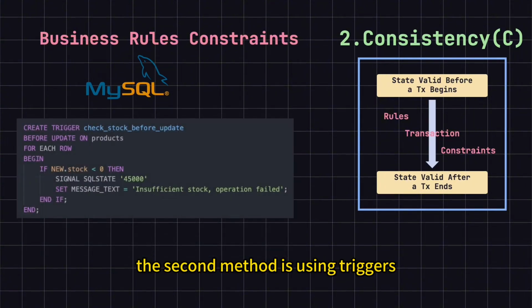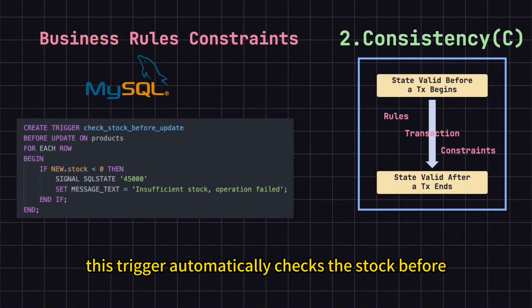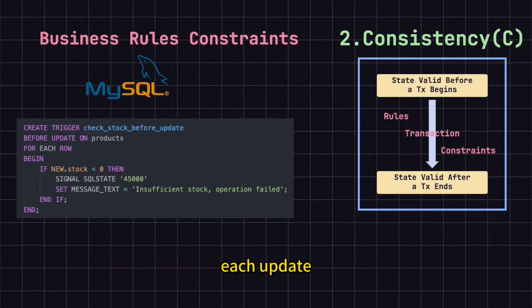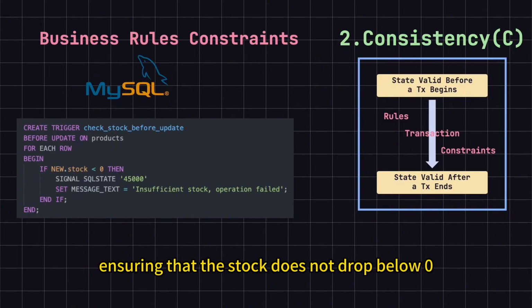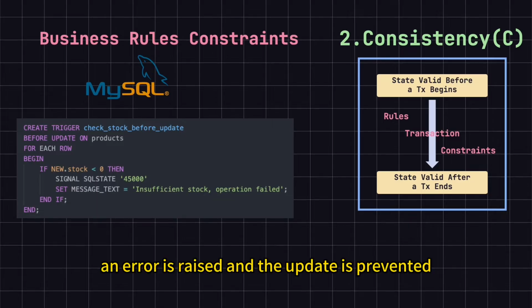The second method is using triggers. This trigger automatically checks the stock before each update, ensuring that the stock does not drop below zero. If it does, an error is raised, and the update is prevented.